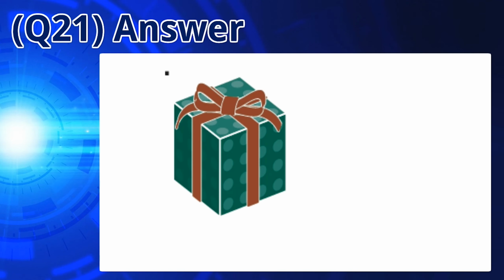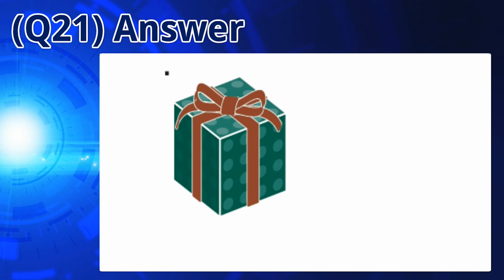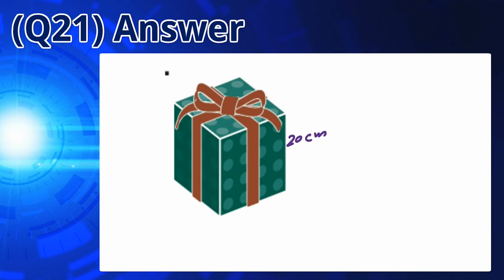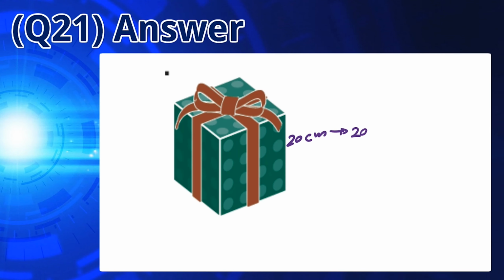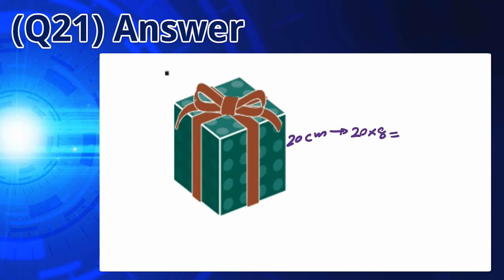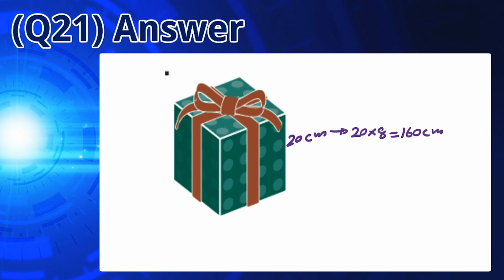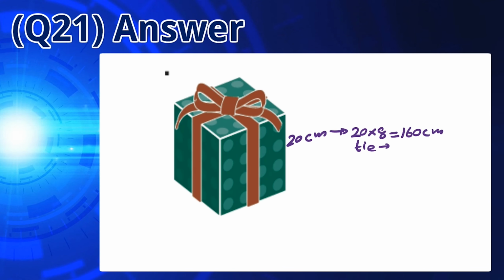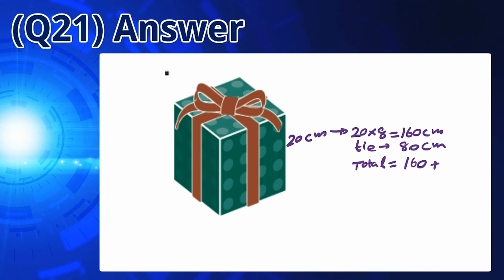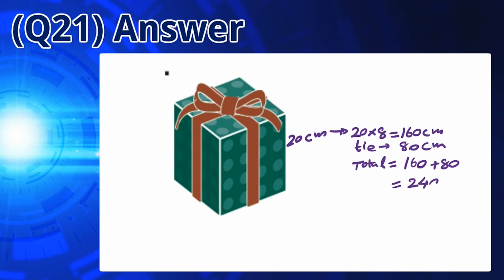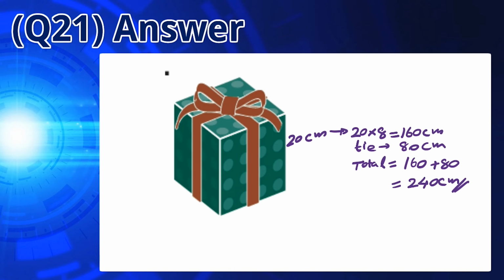In this question, we can calculate the amount of ribbon needed by finding how many sides the ribbon wraps around and adding the bow length to it. The ribbon wraps around 8 sides of the box. Each side is 20 centimeters. So 8 times 20 is 160 centimeters of ribbon. Another 80 centimeters is needed to tie the bow. So Peter needs 160 plus 80, which is 240 centimeters of ribbon. This means that the answer is C.